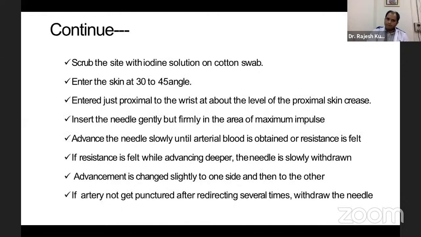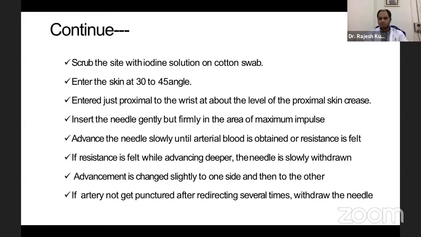So before taking the sample, you have to maintain aseptic precautions with the iodine and cotton swab. Enter the skin at a 30 to 45 degree angle, just proximal to the wrist at the level of the proximal skin crease or the styloid process. Insert the needle gently but firmly in the area of maximum pulse. You can use a 2-finger technique. Just put your fingers there, and where you find the maximum impulse, you can prick it.